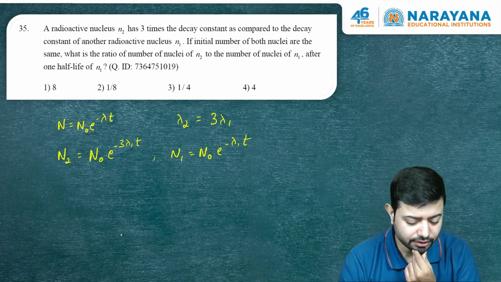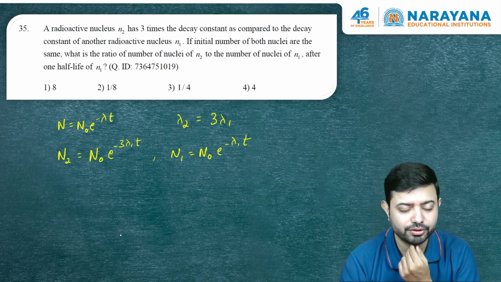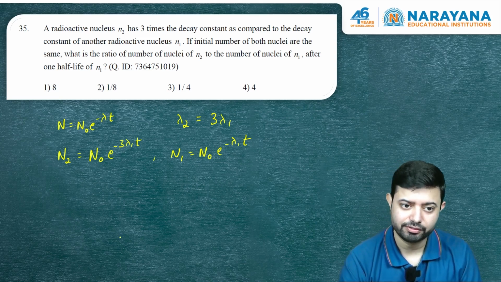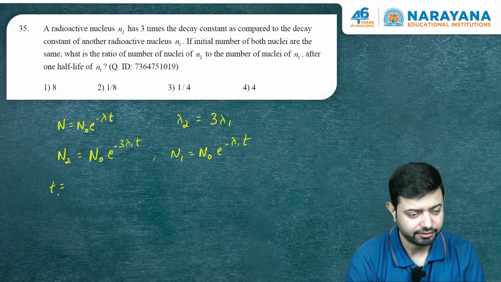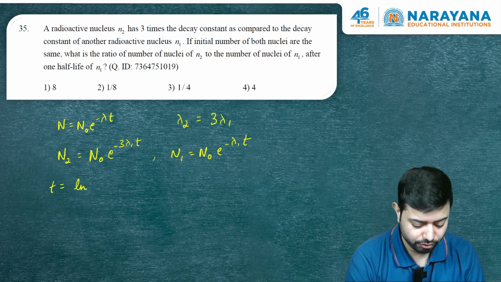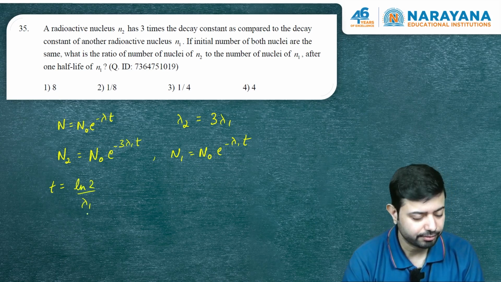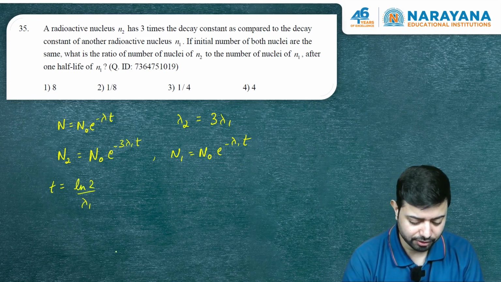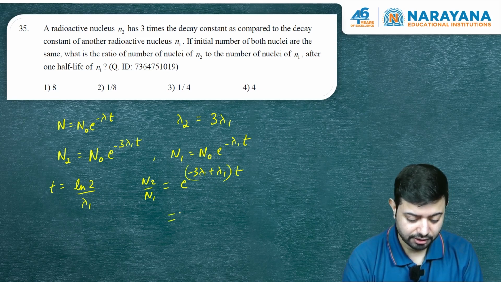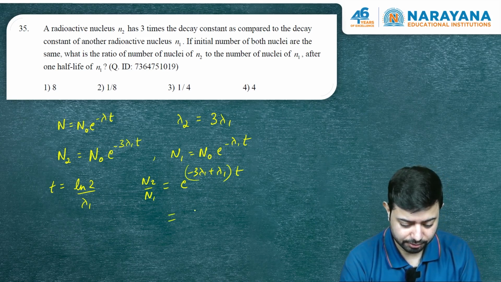What is the ratio of number of nuclei of N2 to the number of nuclei of N1 after one half life of N1? What is the half life time? It is actually ln 2 by lambda 1. This time you have to find out. Okay. At this time, what is the ratio of N2 by N1? So, N2 by N1 is going to be e to the power minus 3 lambda 1 plus lambda 1 into t. And what is the t? T is over here, it is going to be ln 2 by lambda 1.